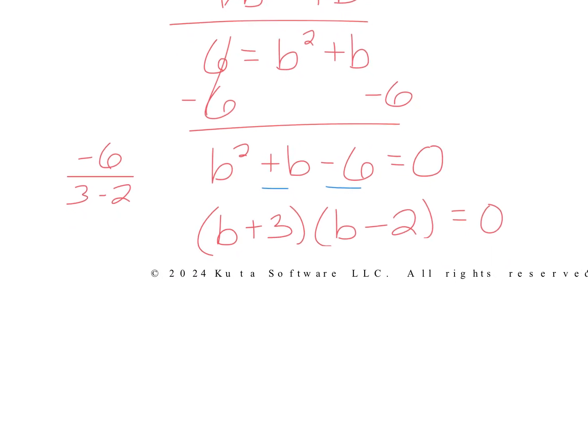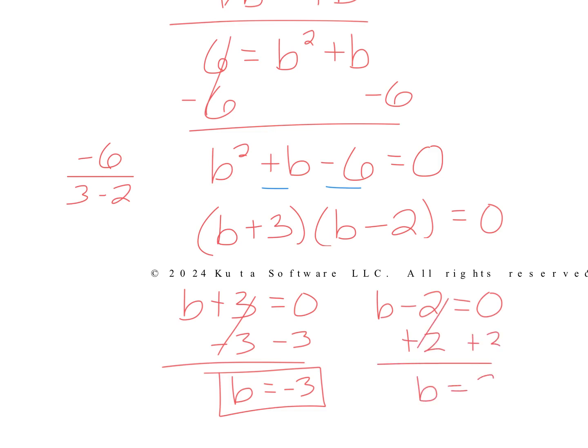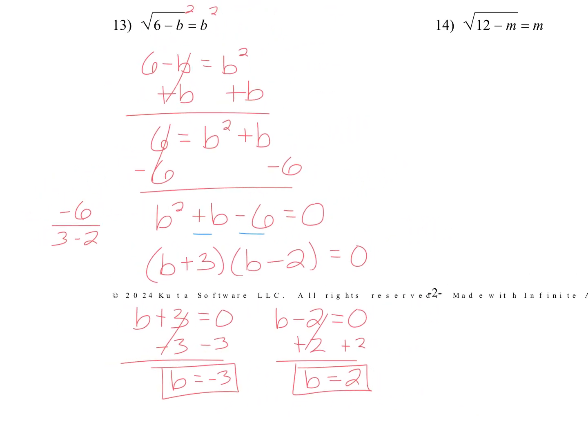And then what do we do next? Yep, treat them as their own. So I have b plus 3 equals 0 and b minus 2 equals 0. And then just solve both of those equations. So I would subtract 3 over here. So we have b equals negative 3 and b equals 2.